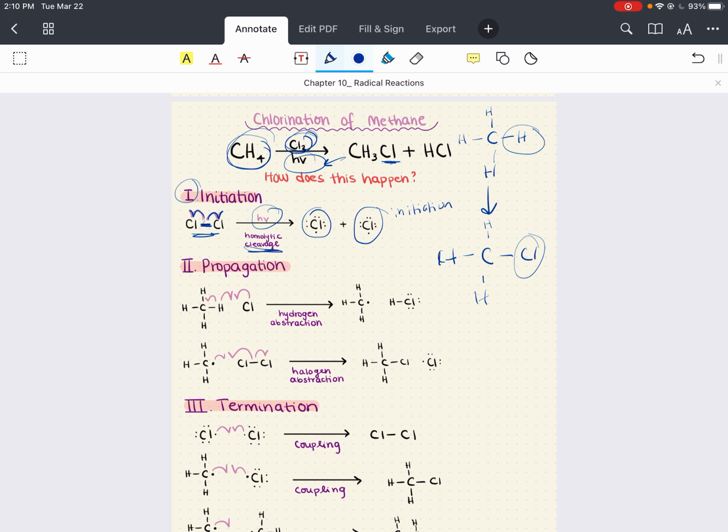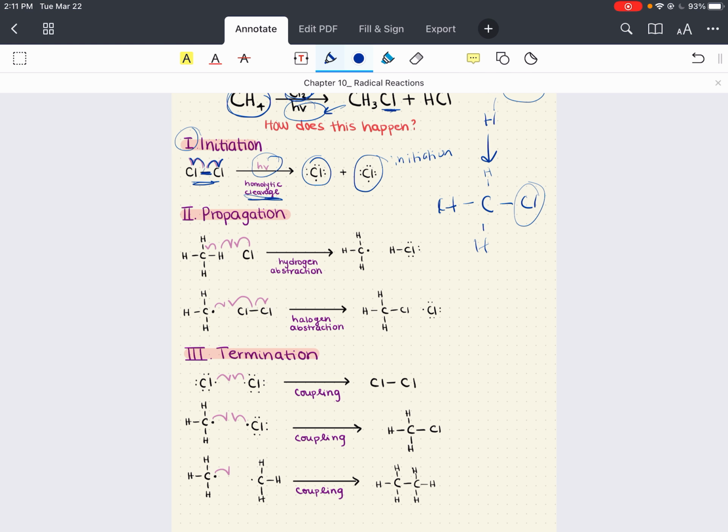Fantastic. Now that we've initiated a radical mechanism through homolytic cleavage, we can move on to the second phase of a radical mechanism, which is propagation. Propagation is responsible for the observed reaction, and the sum of each step is going to give the net reaction.